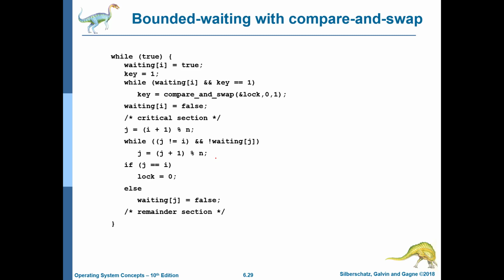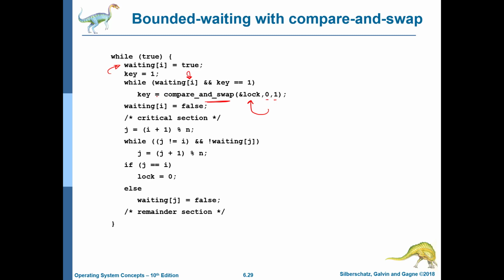So we can do a few more things with compare and swap. One of these is called bounded waiting. Here is the code for it. For process i, I set waiting[i] equal to true. I set key equal to 1. As long as waiting[i] is true, in the sense I am waiting, and the key is equal to 1, I try to do a compare and swap. So the compare and swap is that I take the lock address, and if it is 0, I try to make it non-zero by swapping it with 1.